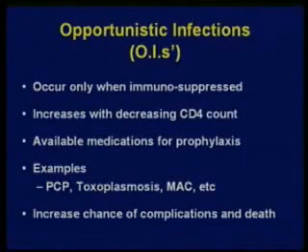Opportunistic infections occur when you're immunosuppressed, and they increase with decreasing CD4 count. There are medicines available for prophylaxis, so PCP, Toxo, MAC, and there are increased chances of complications and death. In fact, most of the patients who used to die from HIV in the old days didn't really die from HIV/AIDS. They died from the complications of OIs. A lot of patients presented with an opportunistic infection, which is why we're encouraging getting an HIV test. I'd rather you find out you're HIV positive when you're healthy than when someone has to call 911 because you have PCP, right? And the chances of you doing well are really not good when you're diagnosed that late.